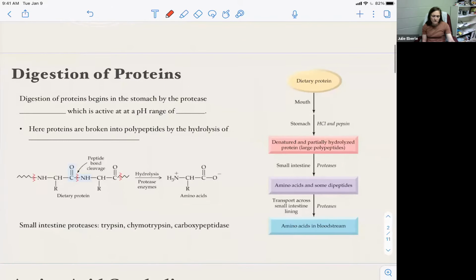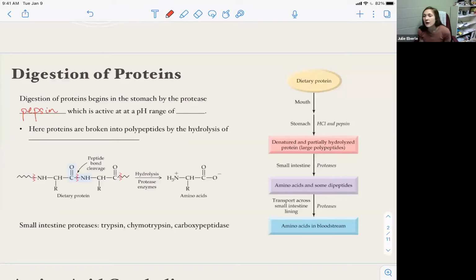All right, before we get to the breakdown of amino acids and how they're used in the body, the first part of that metabolism is digestion. That's true of any biological molecule that comes into our body. The first step in the process of metabolism is digestion. Digestion for proteins begins in the stomach by the protease pepsin.